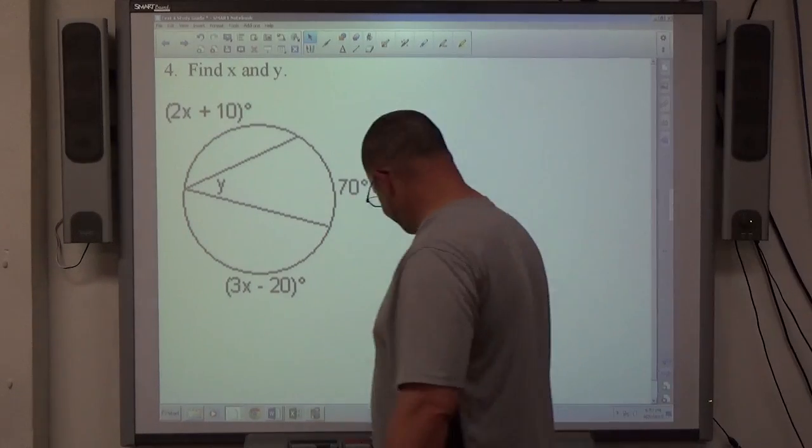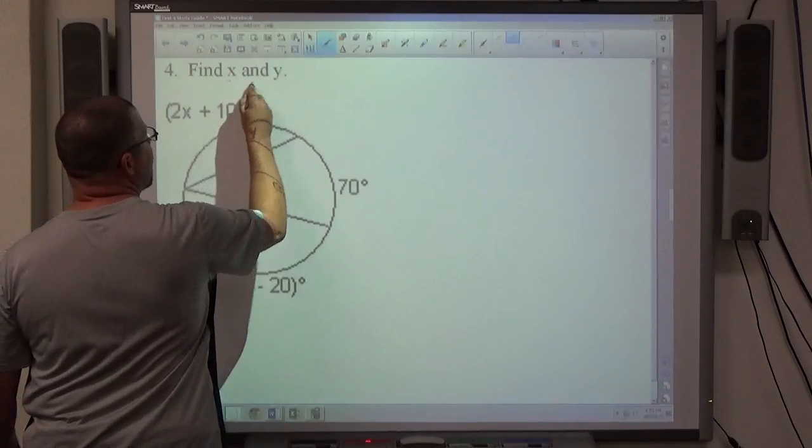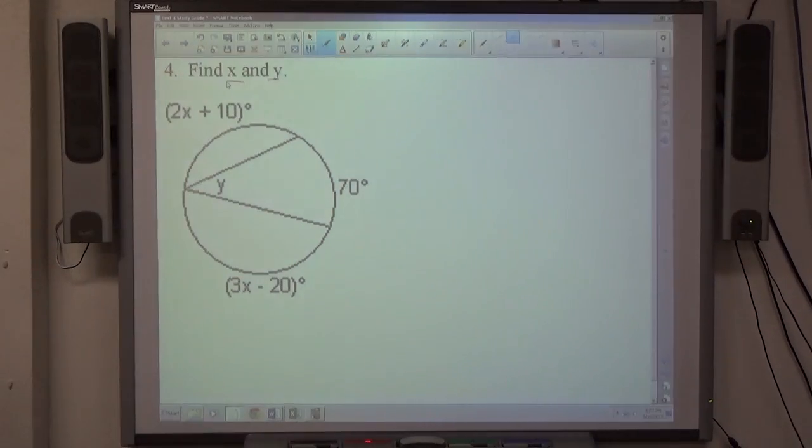Number 4. It says find x and y. We're going to find y first.